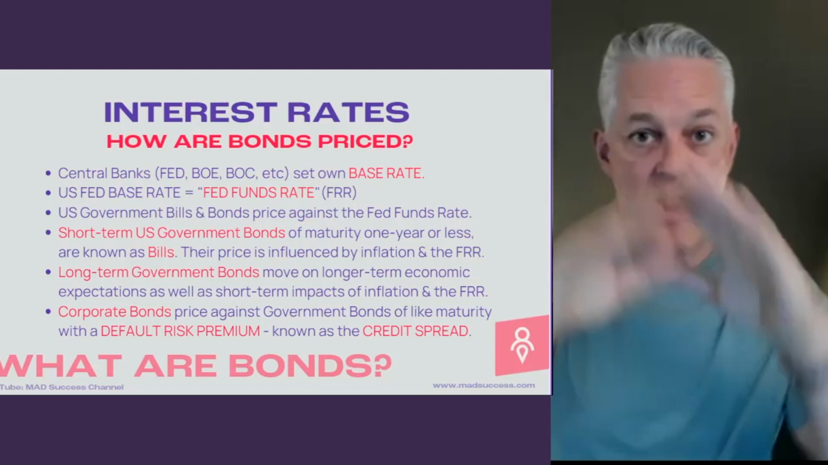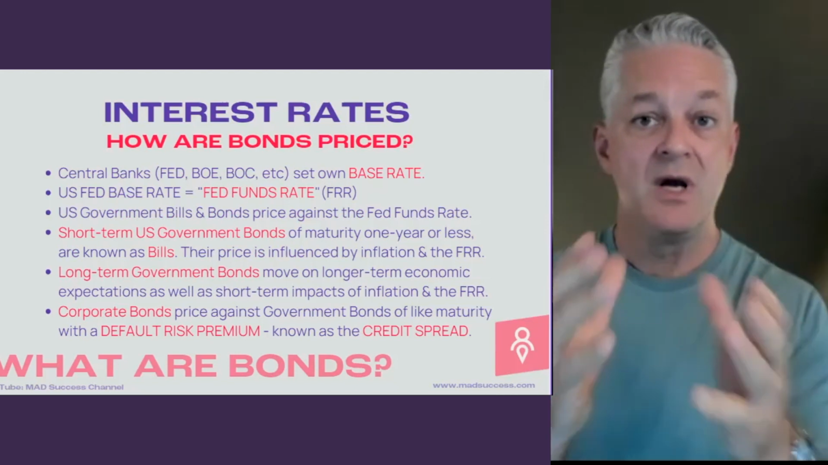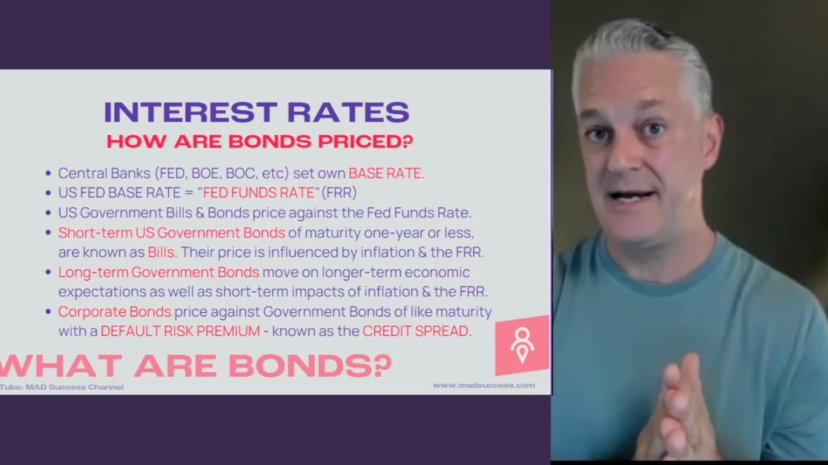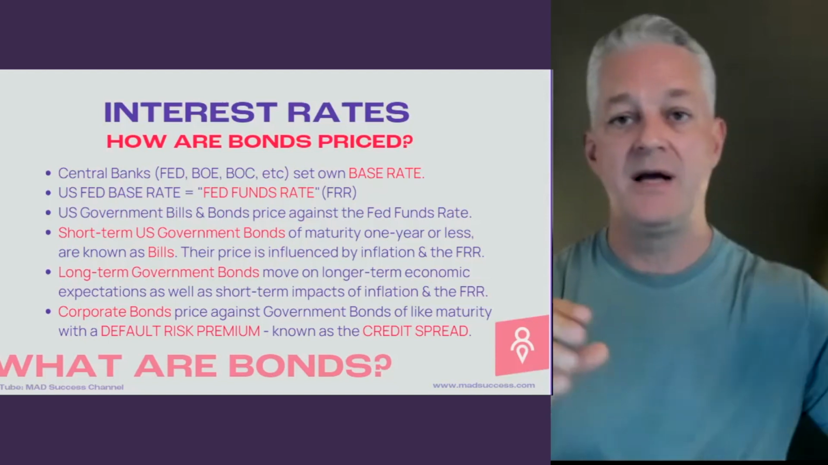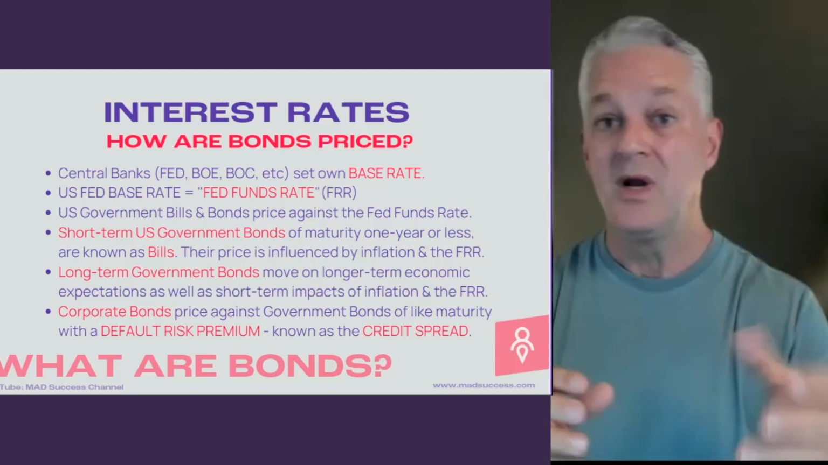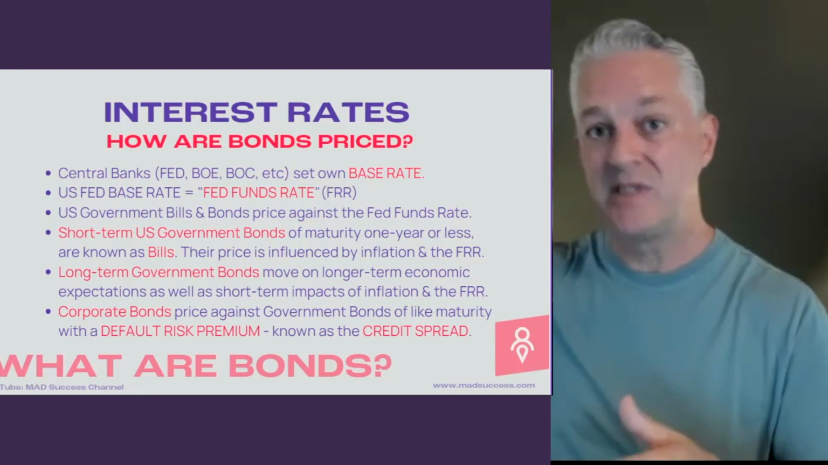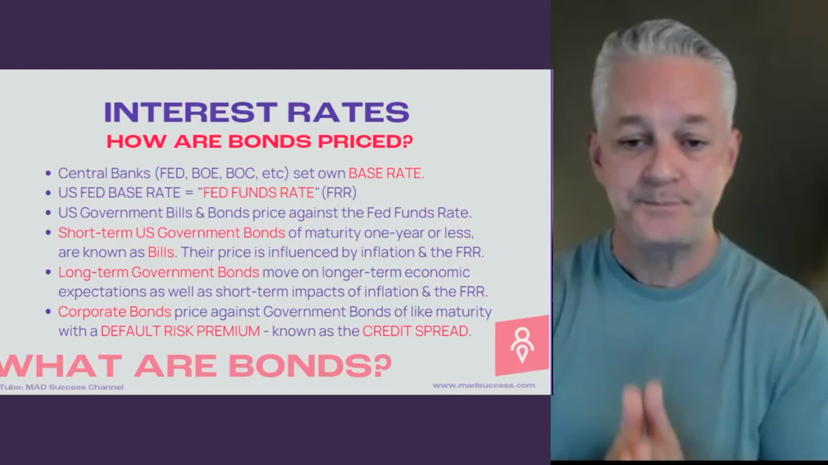And so all my examples in this mini course are in US dollars. So we're going to price everything against US Treasuries, okay? But that dollar, pounds, euro, yen comparison is really important. Canadian bonds price against Canadian government bonds. Aussie corporate bonds price against the Aussie dollar government bonds, and so on, okay?